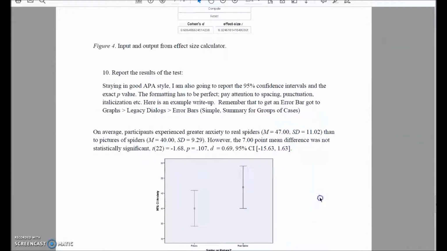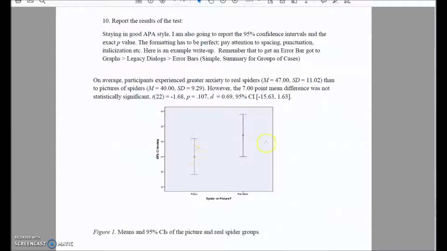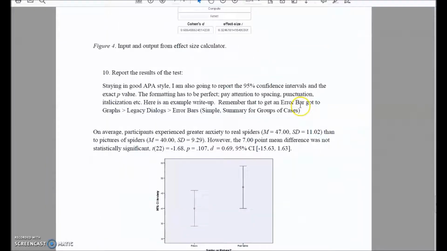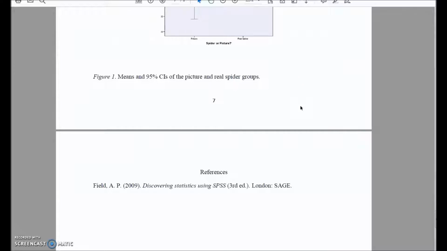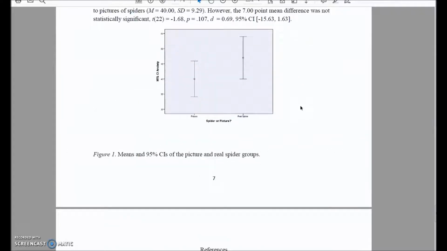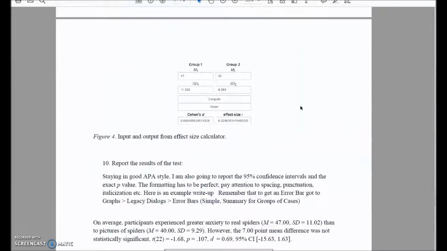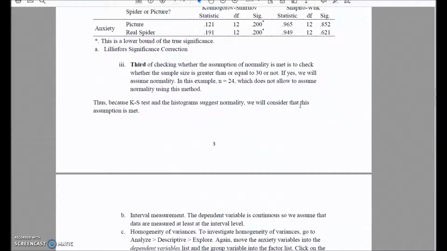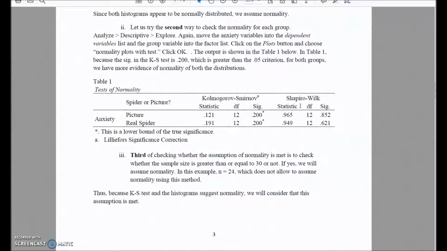So I showed you the error graphs for you to see the difference, but it is completely not necessary because you have the information from here too. So this is how we do that. I have used different data, this one is about the picture of the spider and the real spider. And then there are other research studies that you're going to see in the Mann-Whitney test and in the dependent. These are from the Andy Field statistics book.